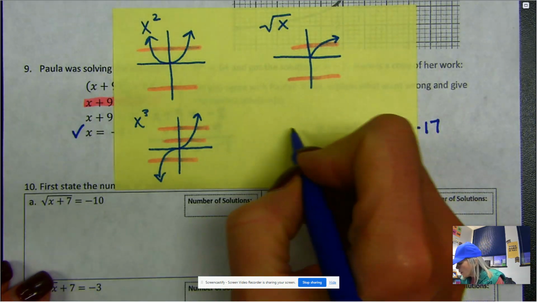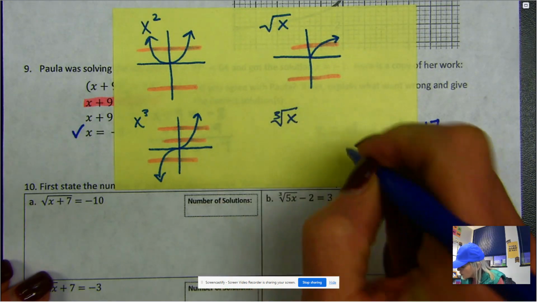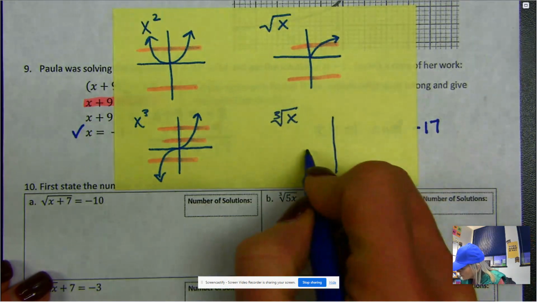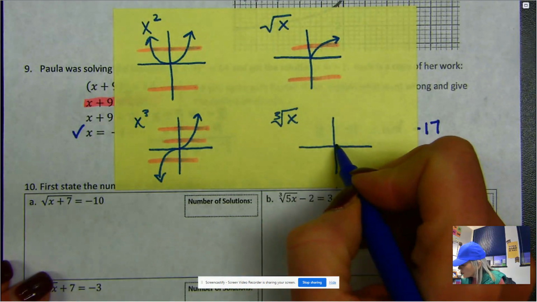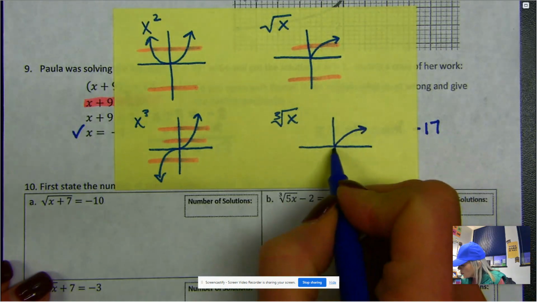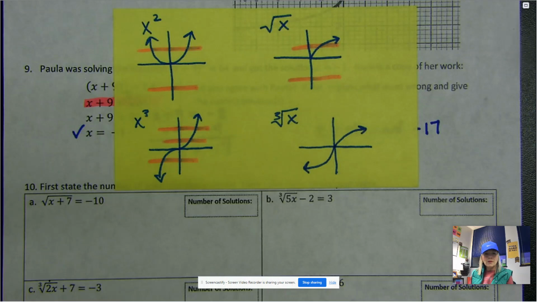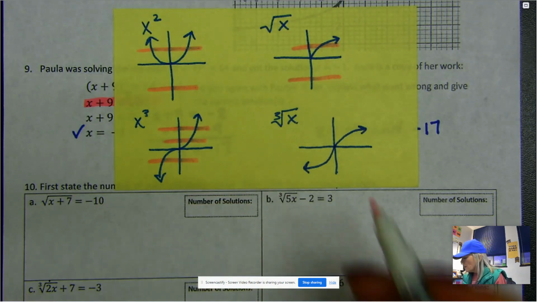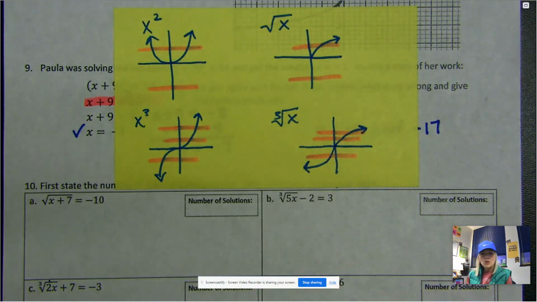The cubed root of x is really similar to that. And so the cubed root of x looks like the square root of x on one side, but then it also has like this other side. So the same thing happens with the cubed root of x, is that these functions always have one solution. No matter if the cubed root of x is equal to a positive number or a negative number, there's always one solution.